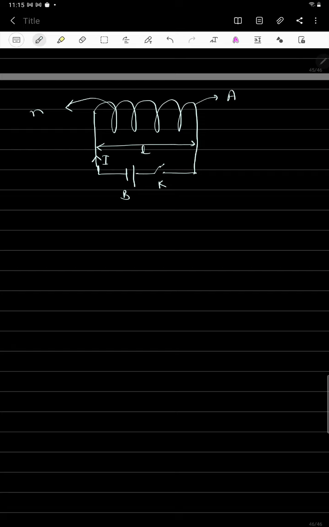Through a solenoid, the magnetic field inside the solenoid is almost constant. So therefore the magnetic field of the solenoid is mu naught n into I. Already we have derived this one. Now we'll consider this as a solenoid, so the expression of the magnetic field is mu naught n into I. Now what will happen if the current is flowing through that solenoid?